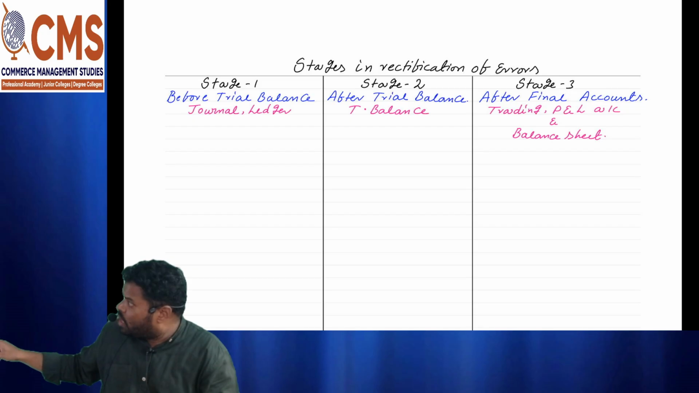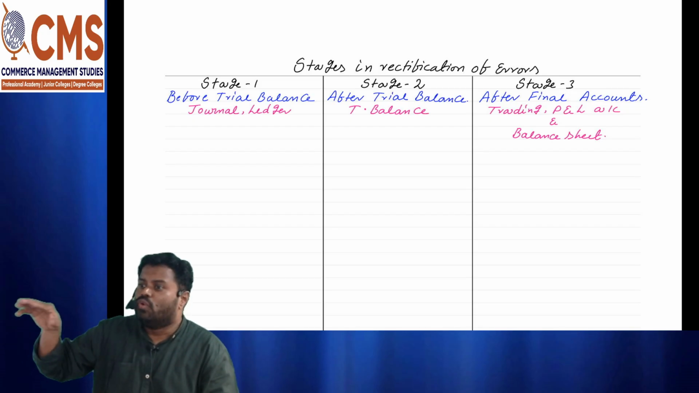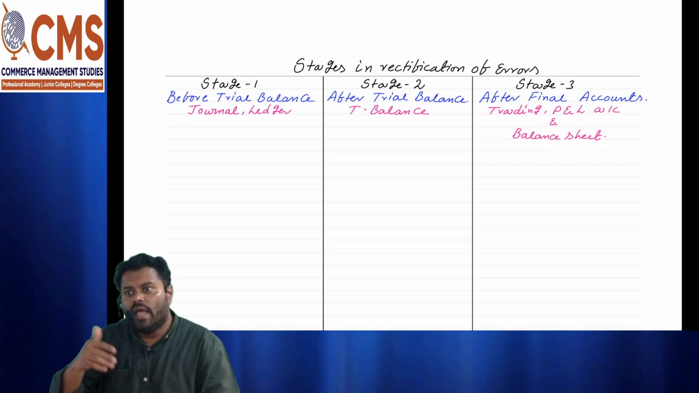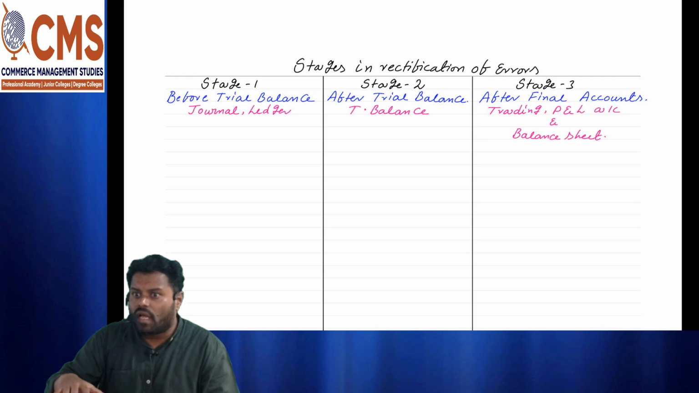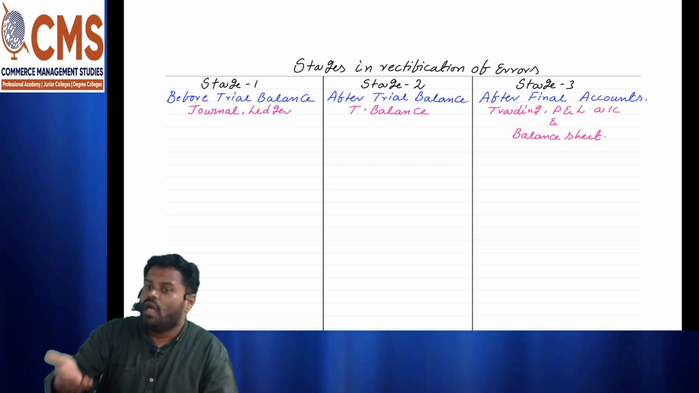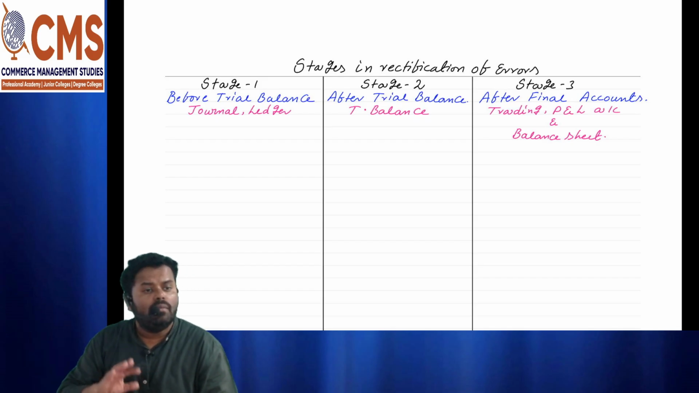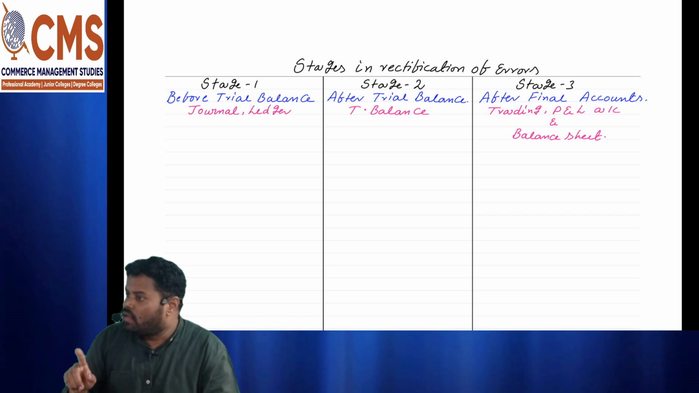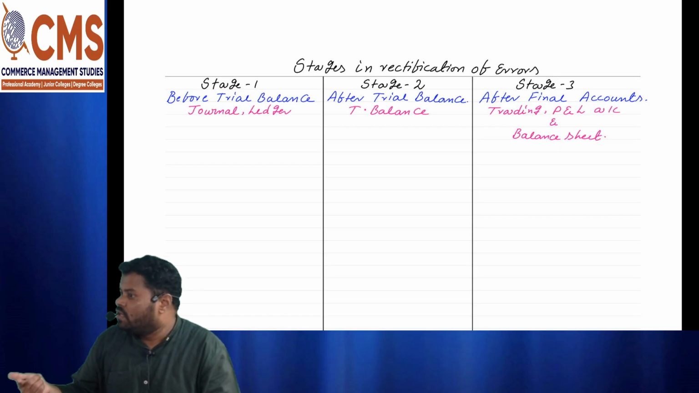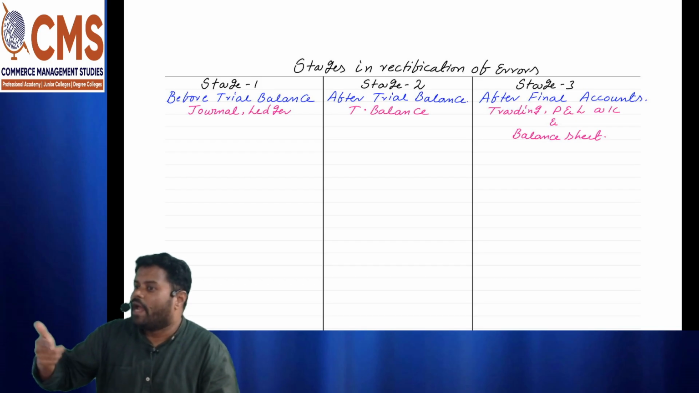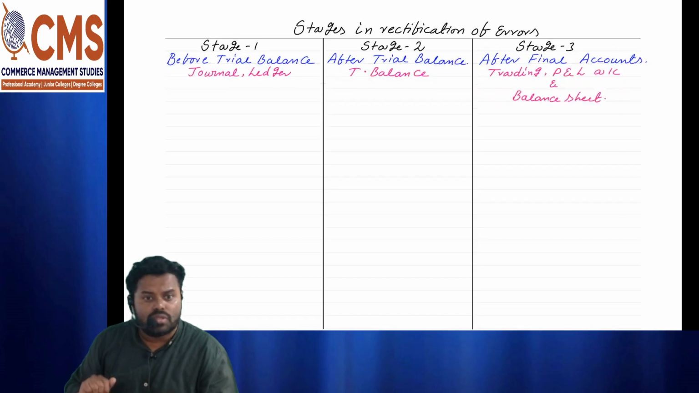And if the same error carries forward, that is, you never found this error in the first two stages and the error continued to your final accounts, you prepared your final accounts, and next year you found that particular error, then the procedure will be different. So the same error will be rectified in three different styles depending upon the timeline at which the error has been identified. Am I being clear up to this?